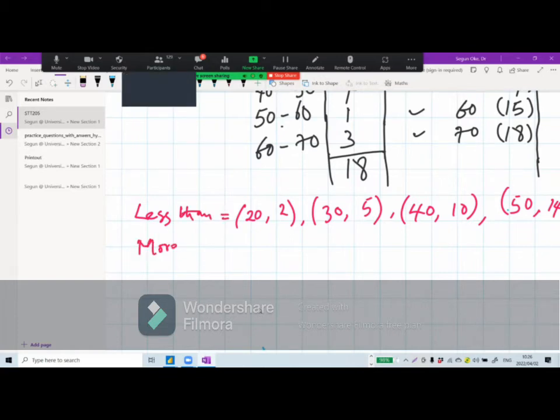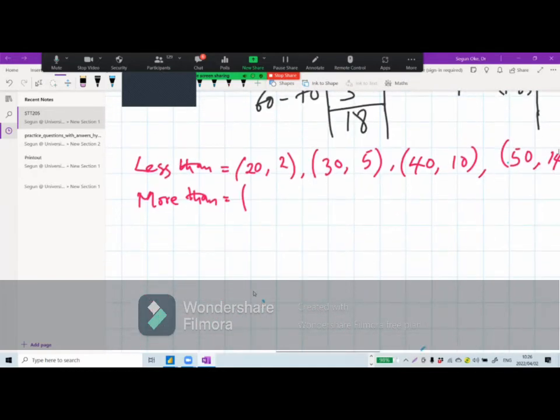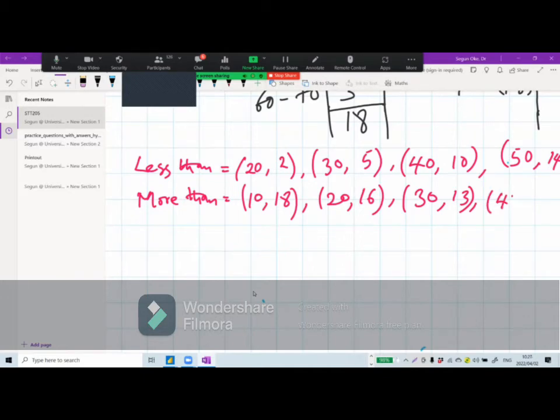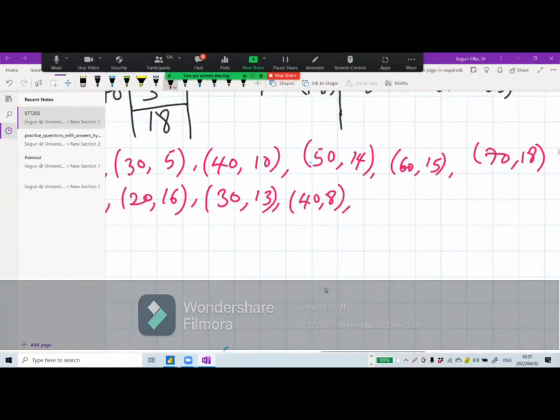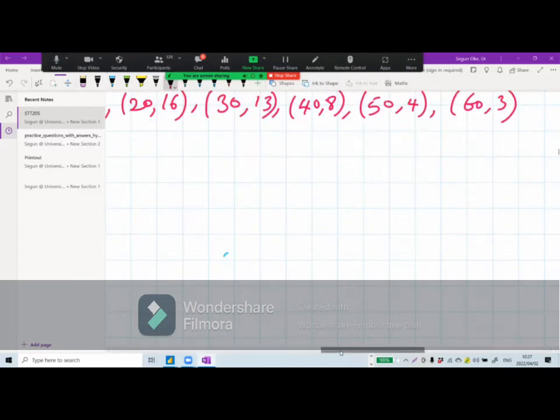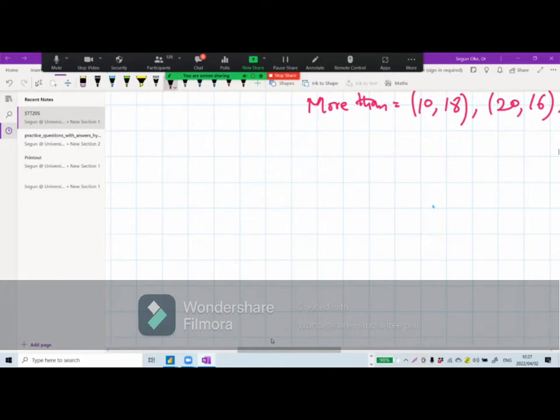For more than, we can write the same thing. We have it already. That is 10, 18; 20, 16; 30, 13; 40, 8; 50, 4; then 60, 3. So you can sketch the curve by yourself. Our time is fast spent, but let's quickly do that.